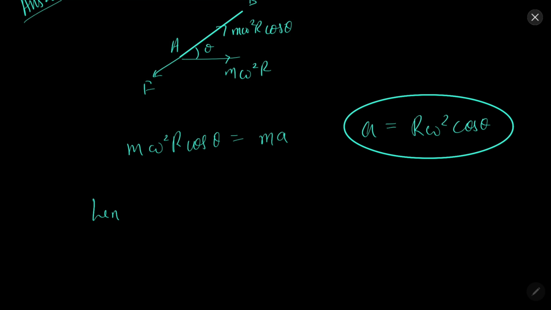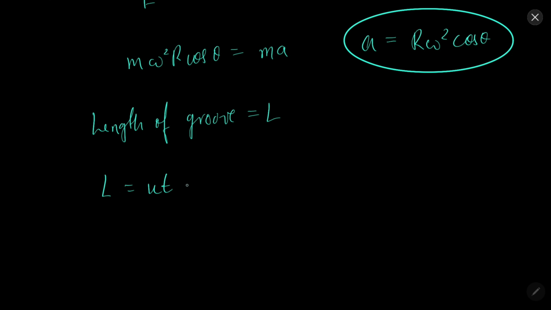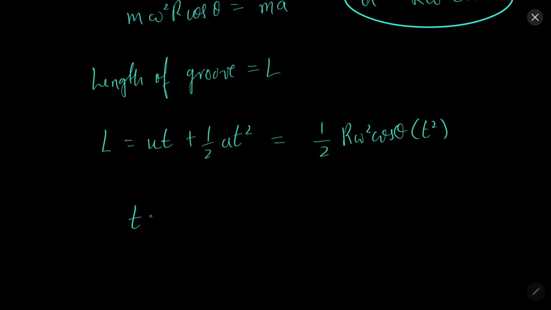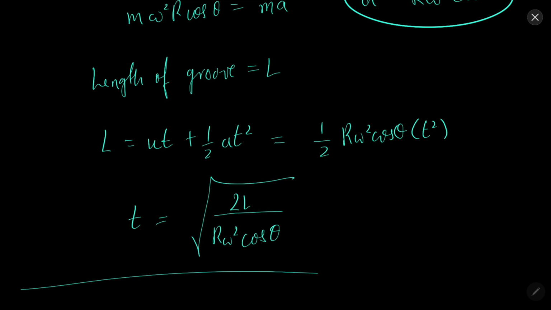Now the length of the groove is L. So L equals ut plus half at square. Initial velocity is 0, so only half a t square. a is r omega square cos theta, into t square. So from here t will come out to be the square root of 2L over r omega square cos theta. This will be the time period.